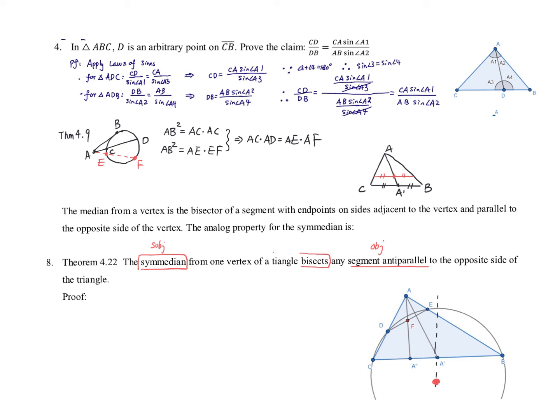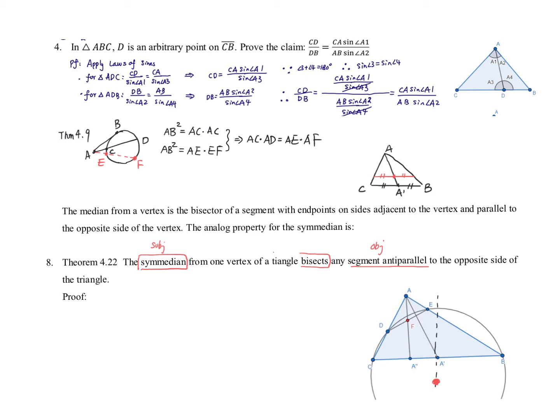So go back to read the statement. It says this C-median, which is AA'', bisects this antiparallel segment to BC. That's what we want to say. This line bisects this segment, which means I want to prove DF over FE is equal to 1, where F is the intersection of this C-median and this antiparallel segment. That's what I try to prove.